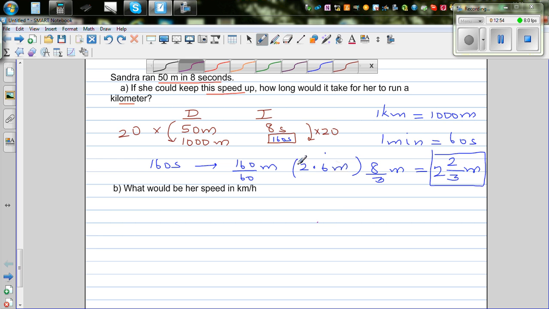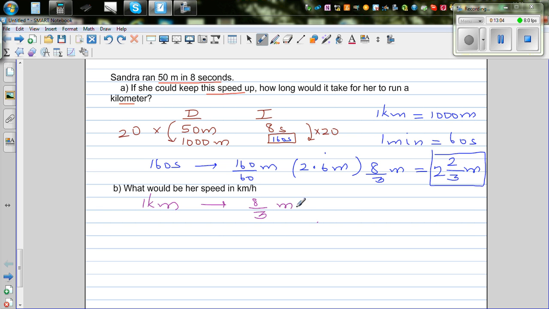The information that we have is she covers 1 kilometer in 8 thirds of a minute, or 2 2/3 minutes. So I want to make this a tidy number. So what can I do here? If I multiply this by 3, that is 8 thirds times 3, which is 24 thirds, which is 8 minutes. So in 8 minutes, she would cover how much distance? I have to do the same thing here, times it by 3, so 3 kilometers. So now this is a neat number. 3 kilometers she covers in 8 minutes.